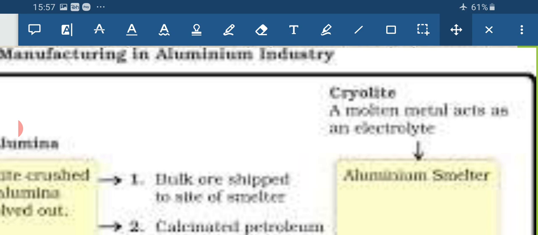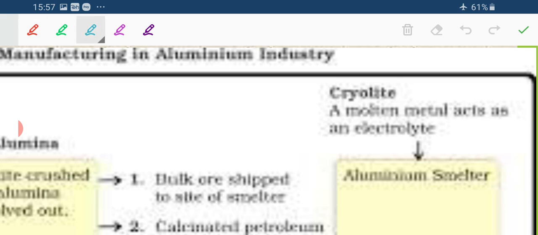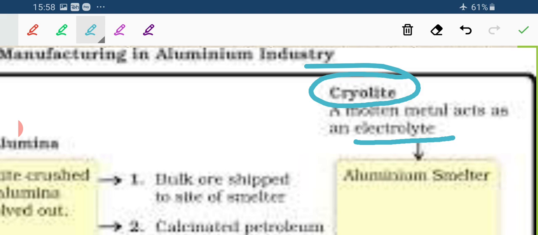How to get the aluminium? It is extracted out by the process of electrolysis. And here for the aluminium smelter, cryolite is acting as an electrolyte.